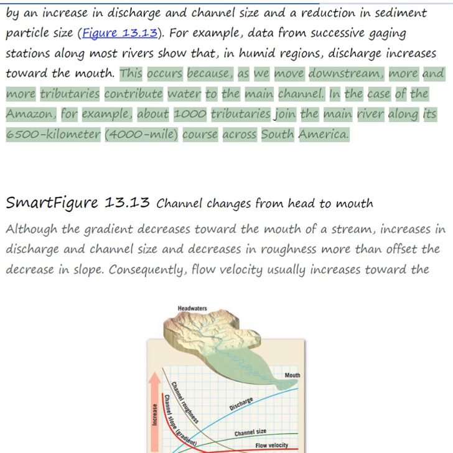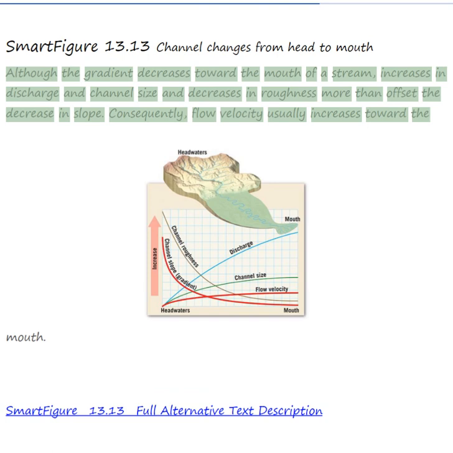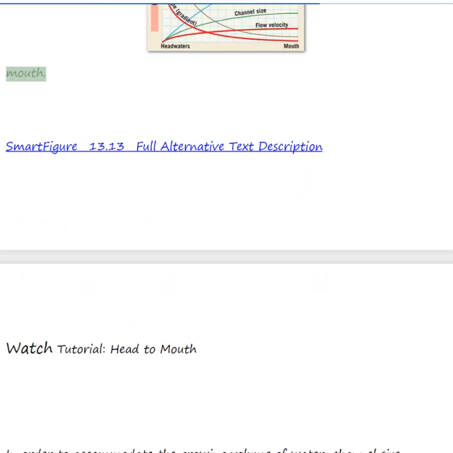In the case of the Amazon, for example, about 1,000 tributaries join the main river along its 6,500-kilometer course across South America. Although the gradient decreases toward the mouth of a stream, increases in discharge and channel size and decreases in roughness more than offset the decrease in slope. Consequently, flow velocity usually increases toward the mouth.